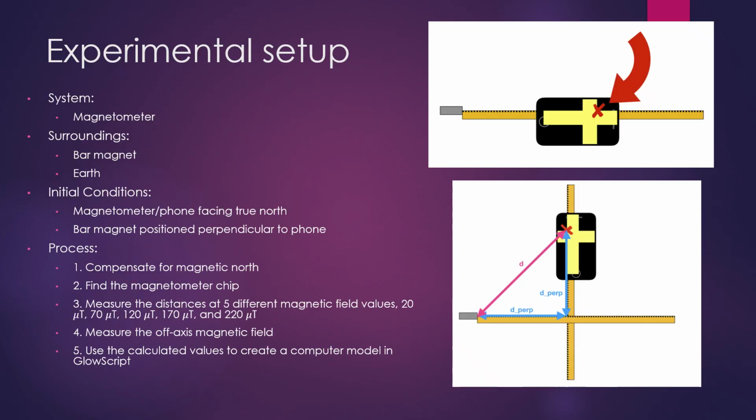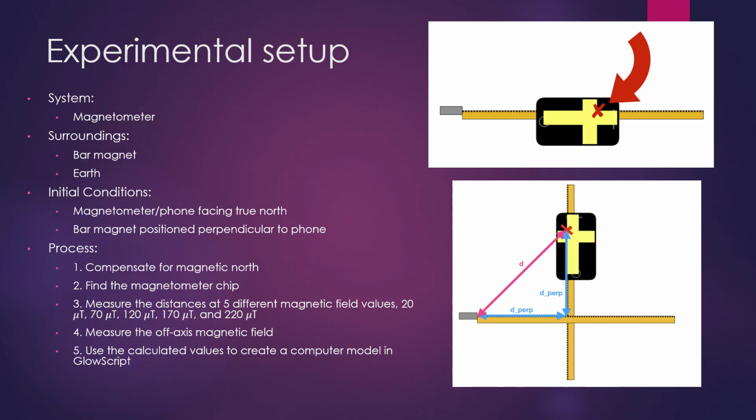And now we'll get into the fun part of the experiment. So basically our system is the magnetometer, the small part within my phone, and the surroundings are the bar magnet that I was using and everything else, aka the Earth. Our initial conditions for setup were that the magnetometer was aligned with true north and that the bar magnet was positioned perpendicular to the phone.